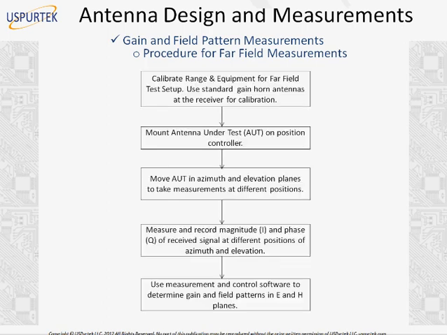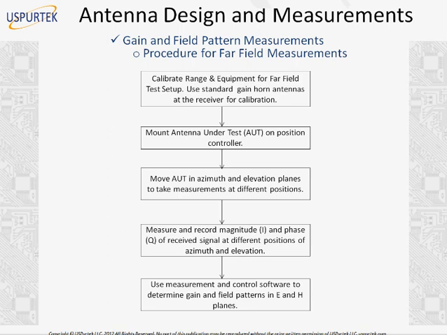Now let's move to the next one. Far field measurements. Let's see what procedure is recommended when we are doing far field measurements, whether using an open area test site, an indoor anechoic chamber or an indoor compact range. First of all, we calibrate the range and equipment for the far field test setup. We use standard gain horn antennas as the receiver for calibration. Before we even mount the antenna under test, we put a known horn antenna whose standard gain and field pattern is known, and calibrate our test setup.